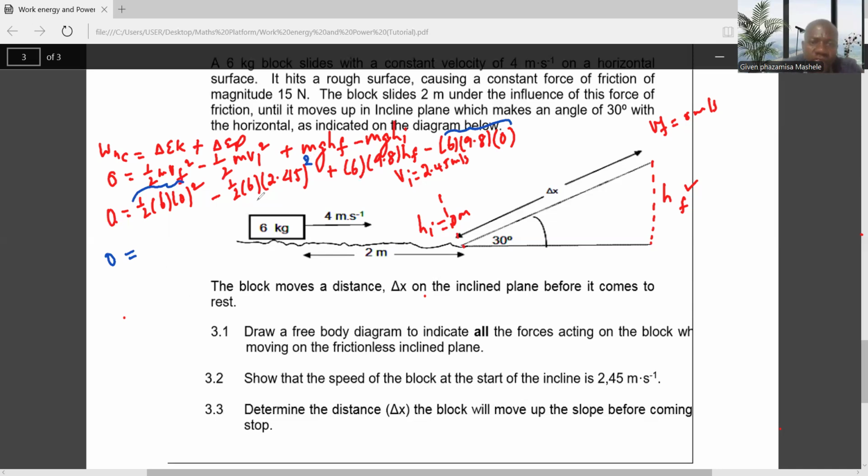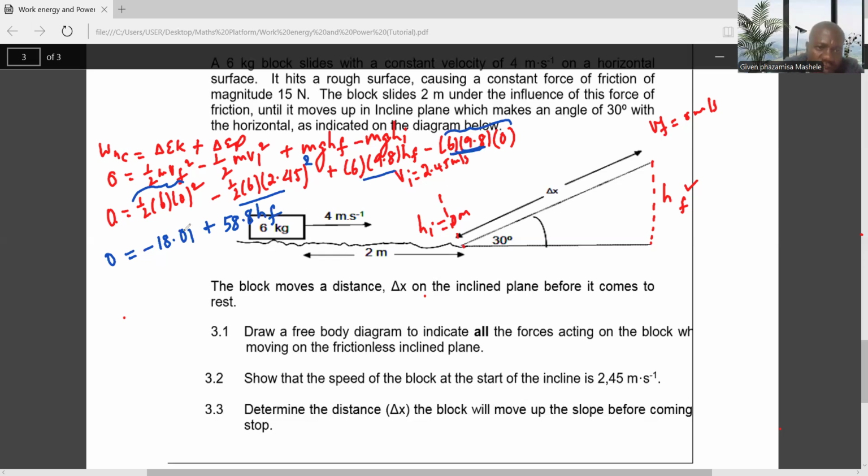0.5 multiplied by 6 multiplied by 2.5 squared. This will give us negative 18.01, plus 6 multiplied by 9.8. This will be 58.8 as the height final. I'm referring to this one, which is 0.